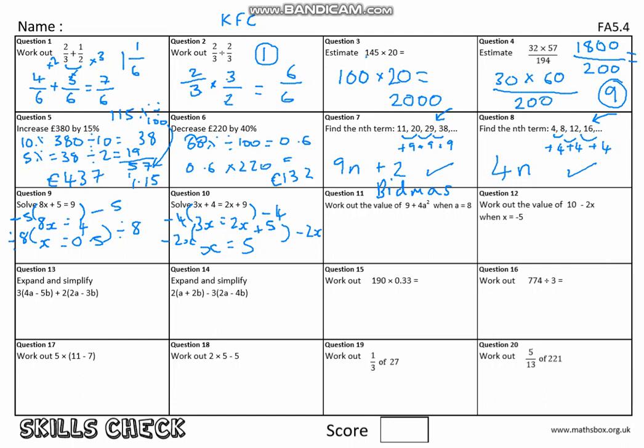So I know that a equals 8, so the first thing I'm going to do is 8 squared, okay, and that equals 64. So now I know that I've got 64 here. My sum actually looks like 9 plus 4 times 64. Now I've done my indices, but next up I've got multiplication. I've got to do that before I add.